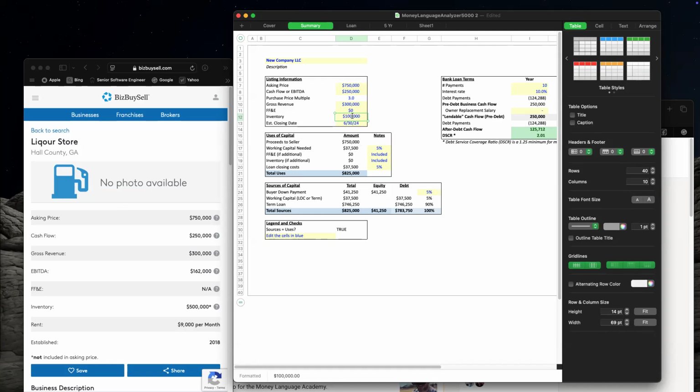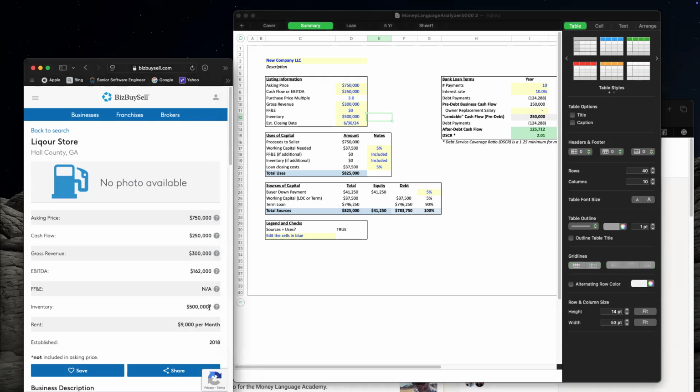Okay, so inventory, it says 500,000. Now, obviously, that's not included in the asking price, and you can tell that because it has a little asterisk right here, and it says not included. So you would have to consider that as part of the deal, right? That's that underlying stuff. You can buy all of that and get a loan from the SBA to purchase that, or you can sell or finance that. It just depends on if they actually own everything.